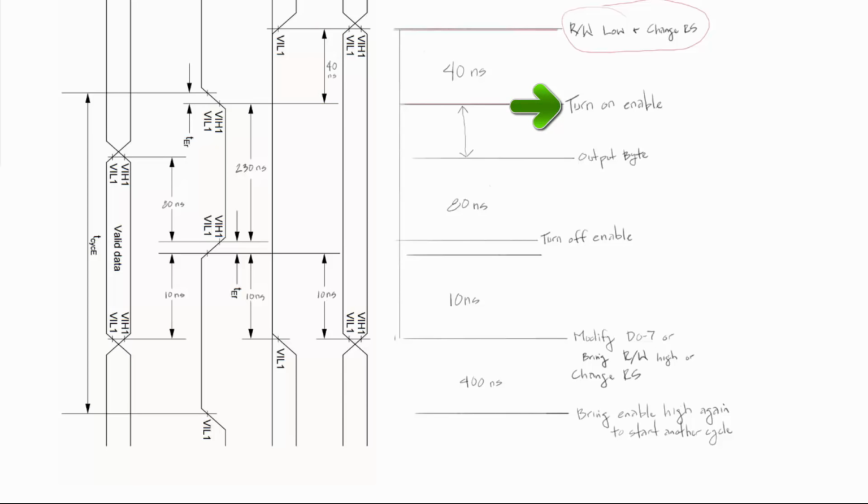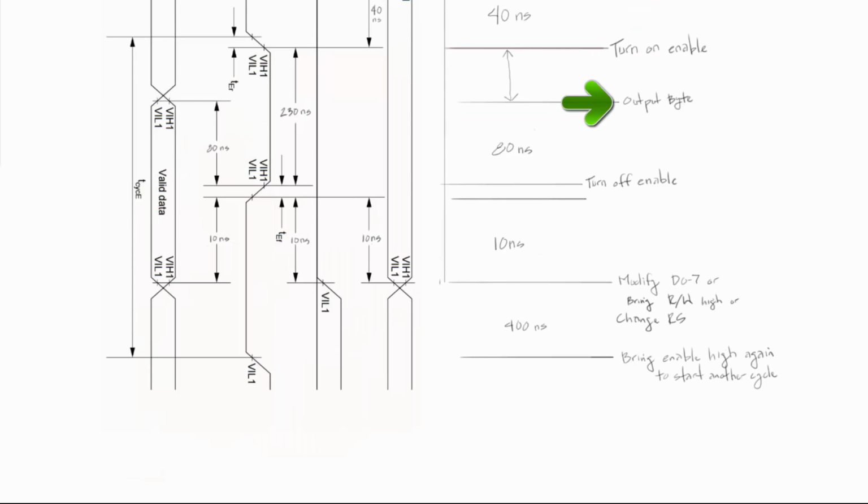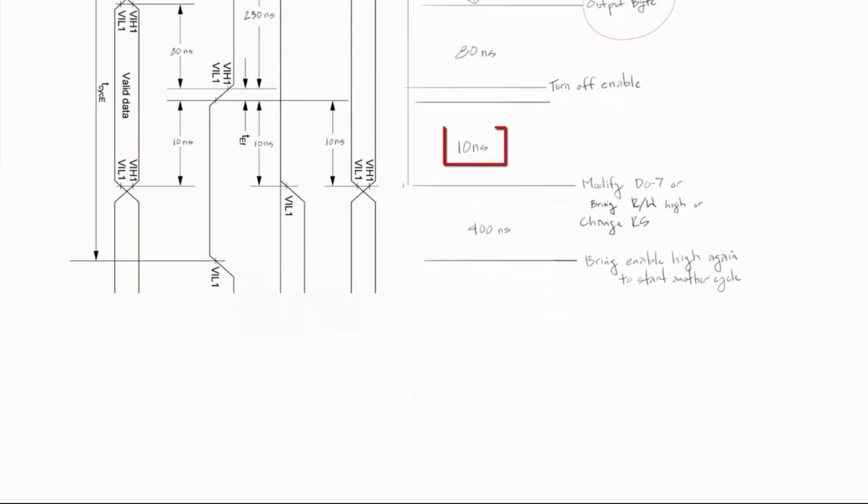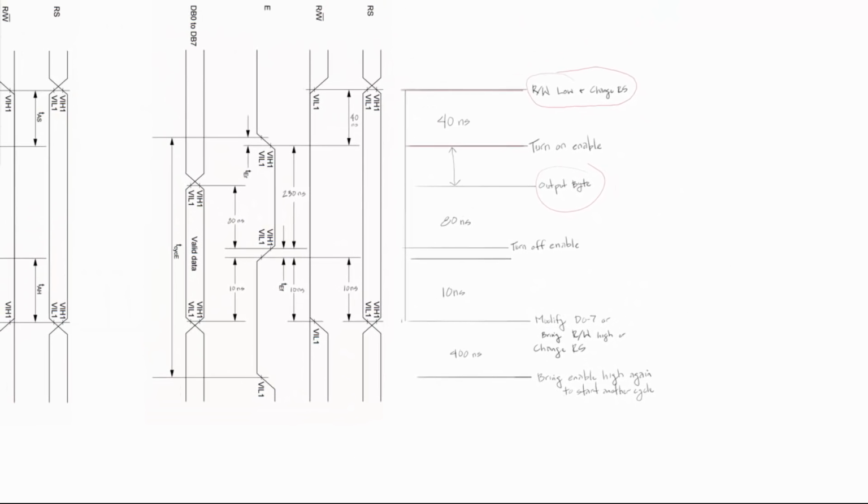And then we can turn on the enable. Immediately after that, we can output the byte. And before we turn off the enable, we have to wait 80 nanoseconds. Then we have to wait a minimum of 10 nanoseconds to modify the data pins or bring the read-write high or change the RS if we have to do any of those things. And then before we do another cycle of writing or reading to the LCD, we have to wait a minimum of 400 nanoseconds, which actually brings us back up to this location here.